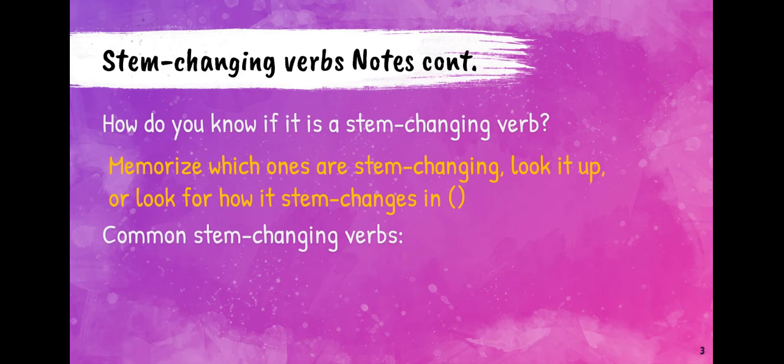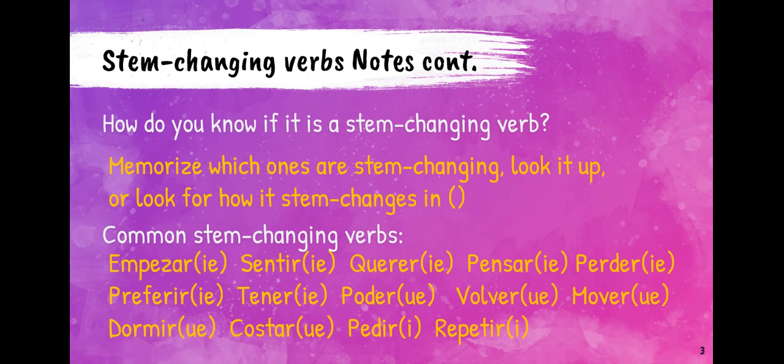Some other common stem changing verbs: empezar, sentir, querer, pensar, perder, preferir, tener, poder, volver, mover, dormir, costar, pedir, and repetir. About half of these we've already seen on a regular basis. Some of them we have not. Tener is stem changing and it's irregular, so that one you have to be careful with. But we just spent a long time working with that, so hopefully we're familiar with that.